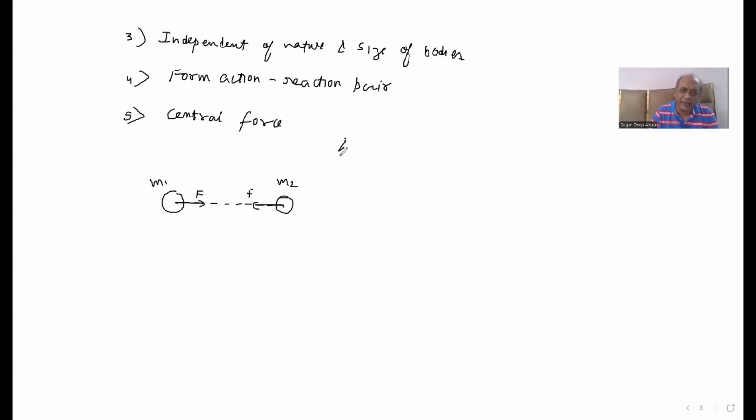And very important, gravitational forces are conservative forces. They are conservative forces because the gravitational field is a conservative field. The amount of work done in moving a body from one point to another in a conservative field does not depend on the path followed, but only on the initial and final positions. So you can say that gravitational force is a conservative force because it is acting in the gravitational field.